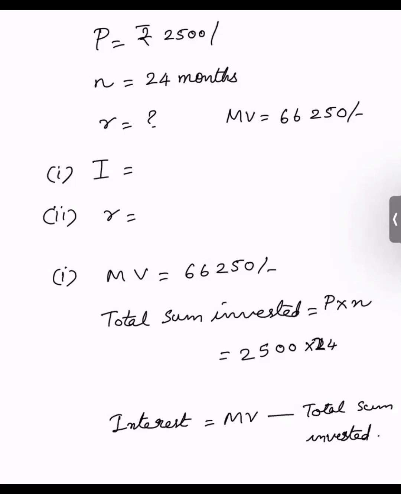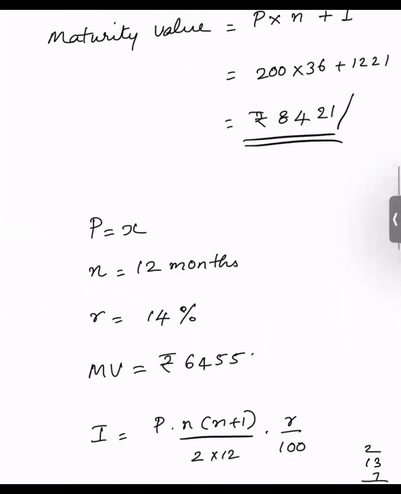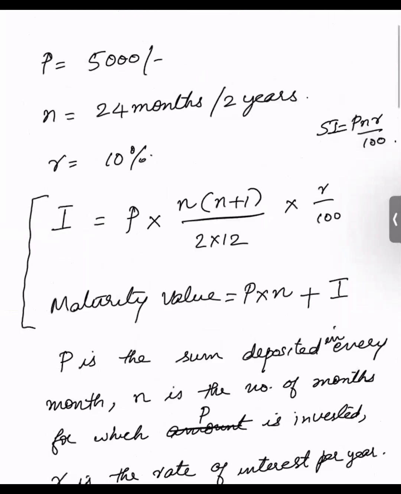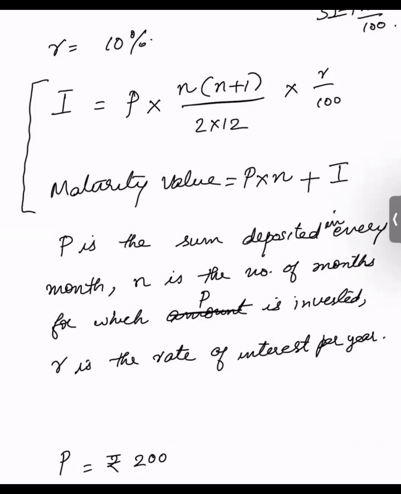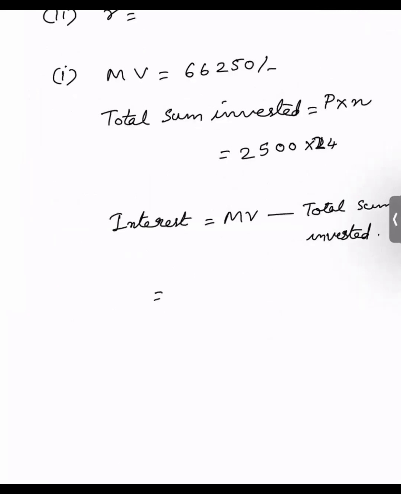What is the formula to calculate maturity value? Let's go back. What is the formula to calculate maturity value? Look at this. What is it that you have learned here? Maturity value is P into N plus I. So if I just leave I here and move this to the other side, don't you think I'm getting maturity value minus total sum invested as interest? So just do the subtraction, 66,250 minus what is the total sum invested? So interest is 6,250.